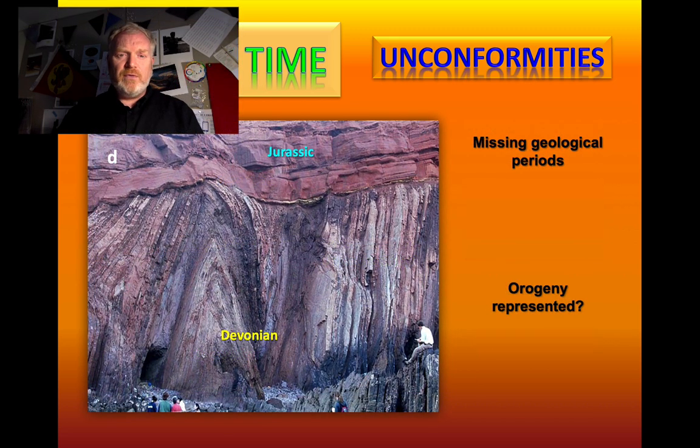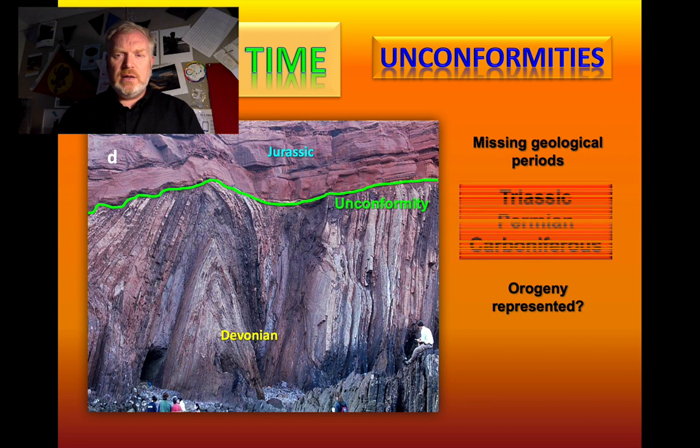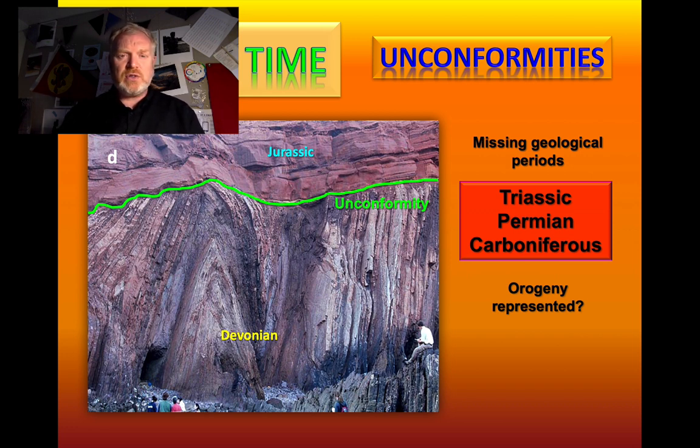The final unconformity we're looking at, this one, again we've got a very obvious line of unconformity. Quite a few geological periods missing here. So we've got the Carboniferous, Permian and Triassic periods all absent. And we now need an event that's folded those Devonian rocks but hasn't affected the Jurassic rocks. So something that occurred after the Devonian but before the Jurassic. The orogeny that must be is the Variscan.